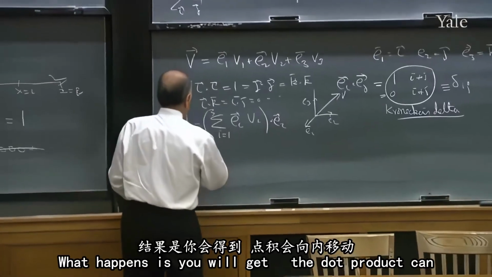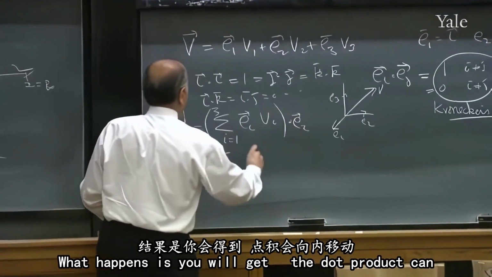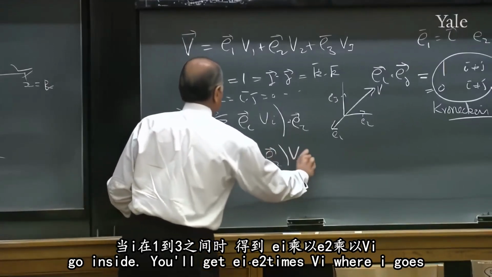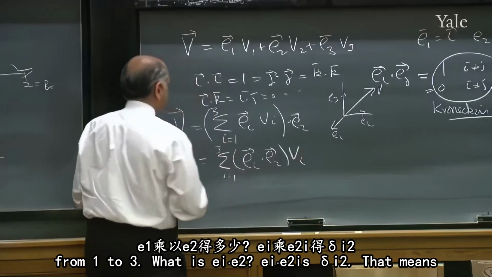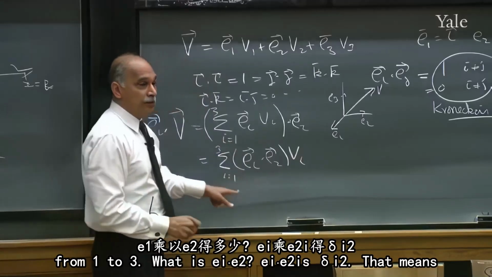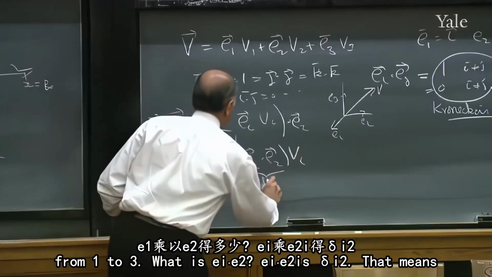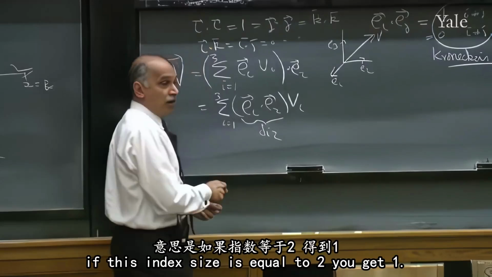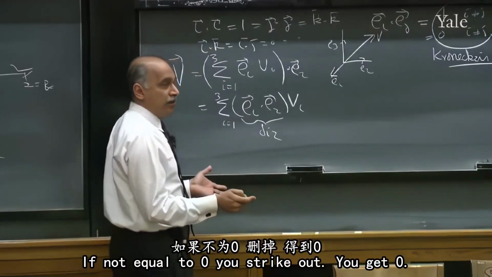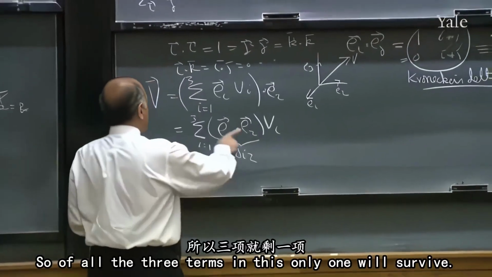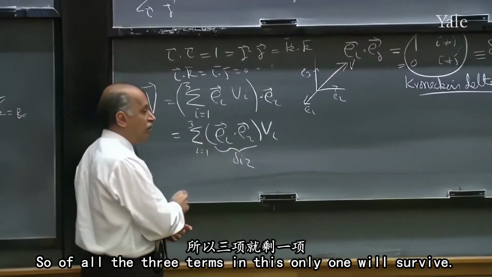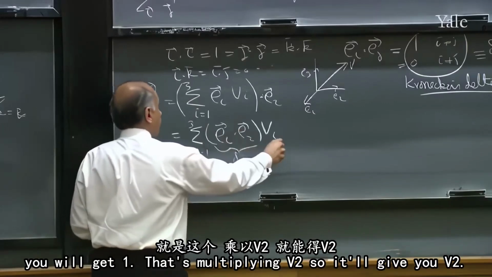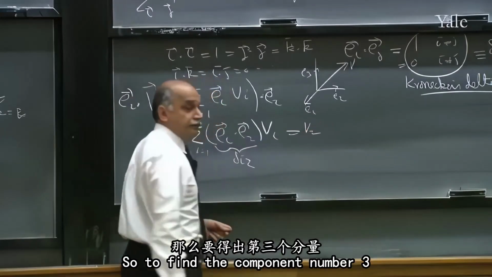What happens is the dot product can go inside. You will get EI dot E2 times VI, where I goes from 1 to 3. What is EI dot E2? EI dot E2 is delta I2. That means if this index I is equal to 2, you get 1. If it's not equal to 2, you strike it out. You get 0. So of all the 3 terms in this, only 1 will survive. That's the one when I is equal to 2, in which case you get 1. That's multiplying V2, so it will give you V2.